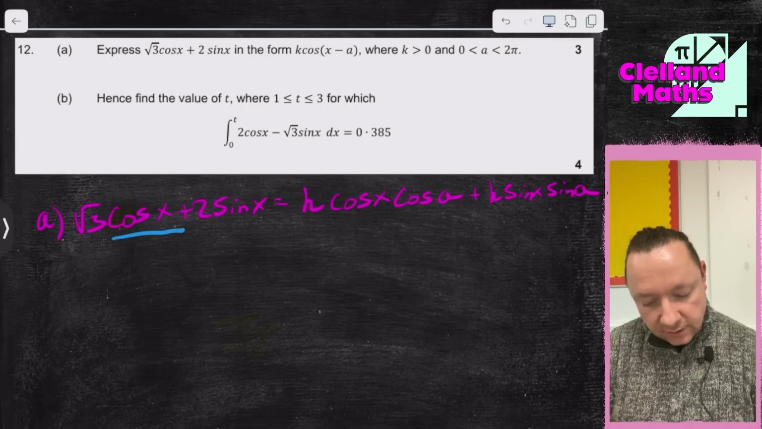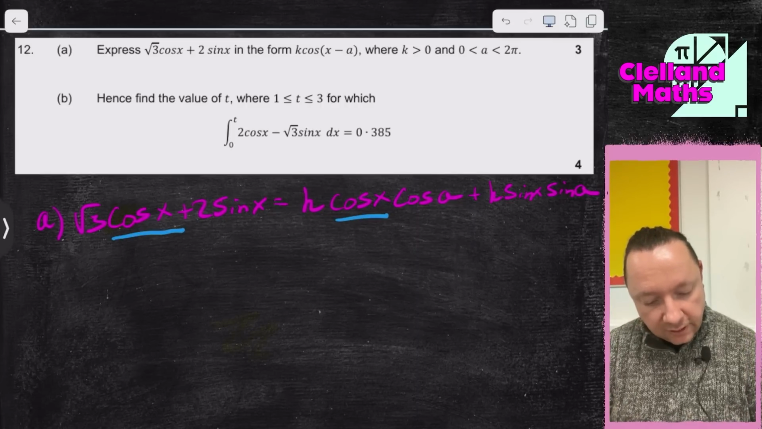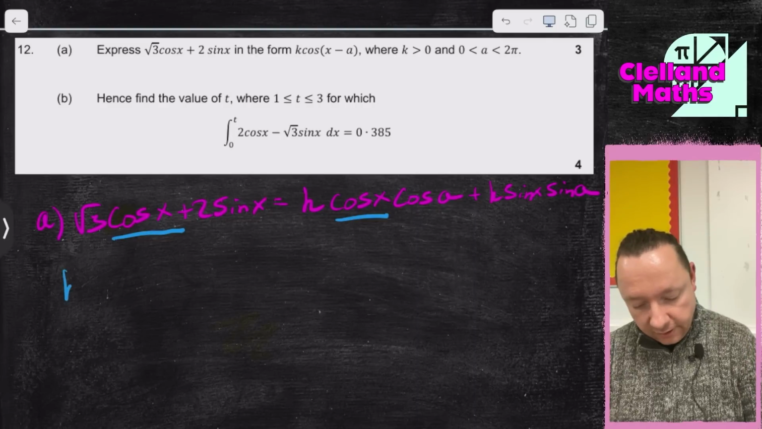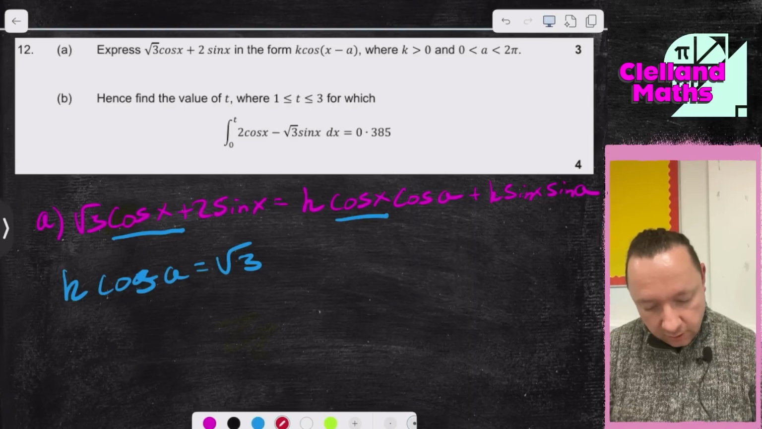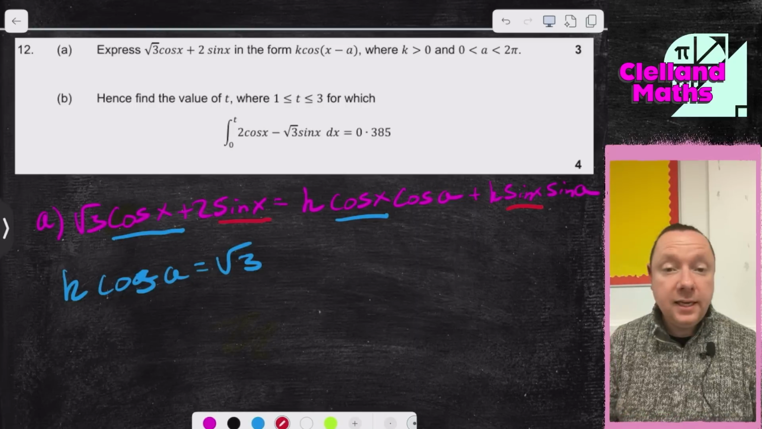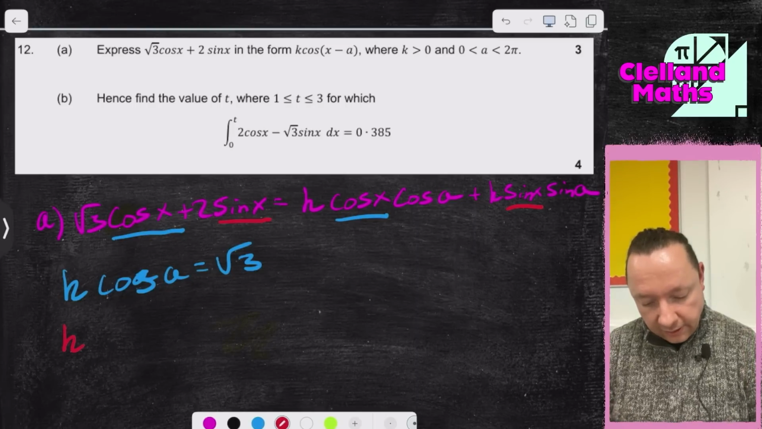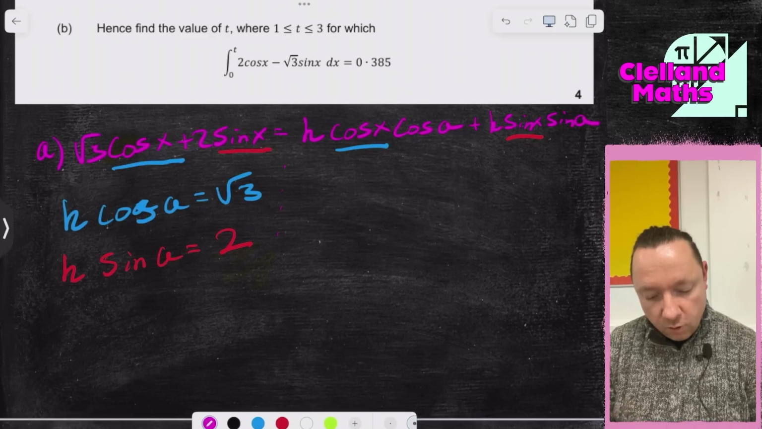In front of cos x on this side is root 3, and in front of cos x on that side is k cos a. So I can write k cos a equals root 3. And then in a different colour, in front of sine x on this side is 2, and in front of sine x on that is k sine a. So k sine a equals 2.